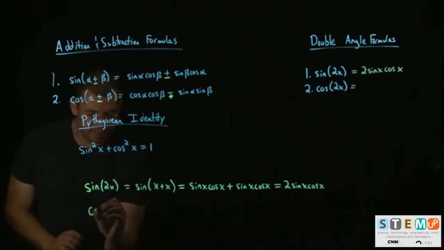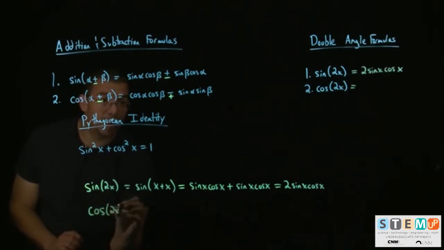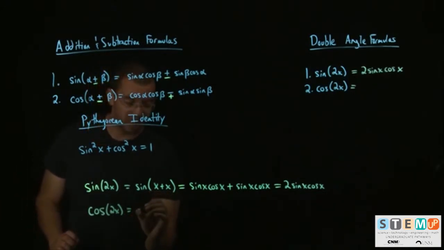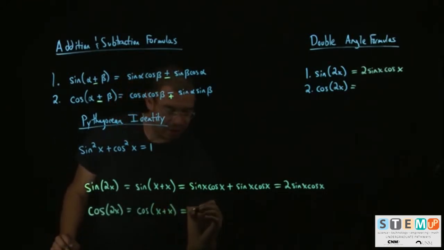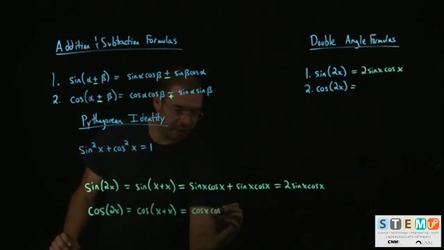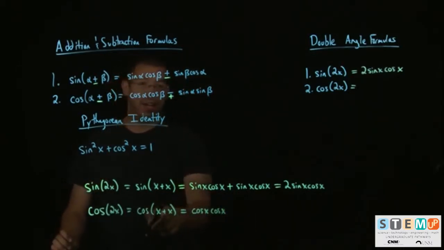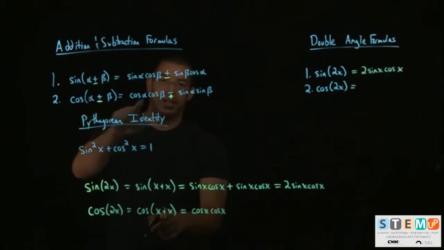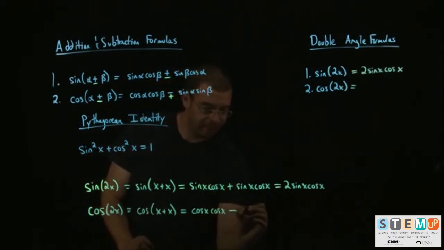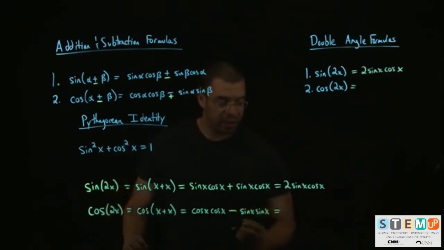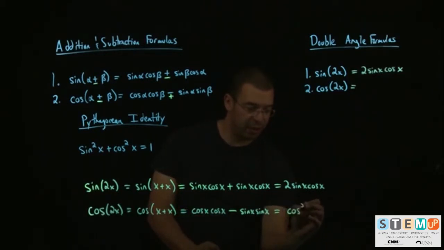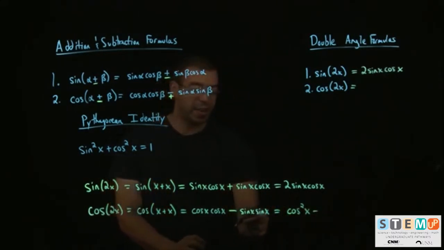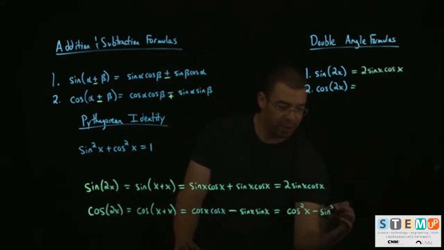For the second, we're going to do just the same thing. We're going to plug this into our addition formula. So this is cosine of alpha cosine of beta. And remember, if I'm adding two angles, then I need to subtract in here, sine alpha sine beta. So what does that give me? Well, it's cosine of x times cosine of x, so that's cosine squared of x, minus sine of x times sine of x, so that's sine squared of x.